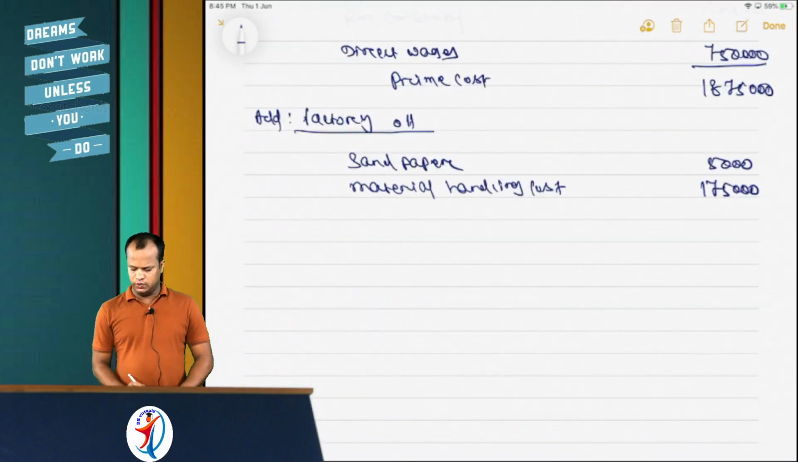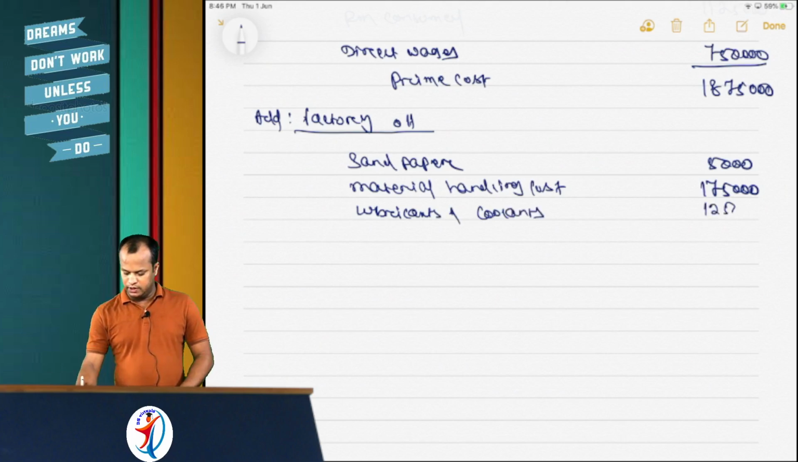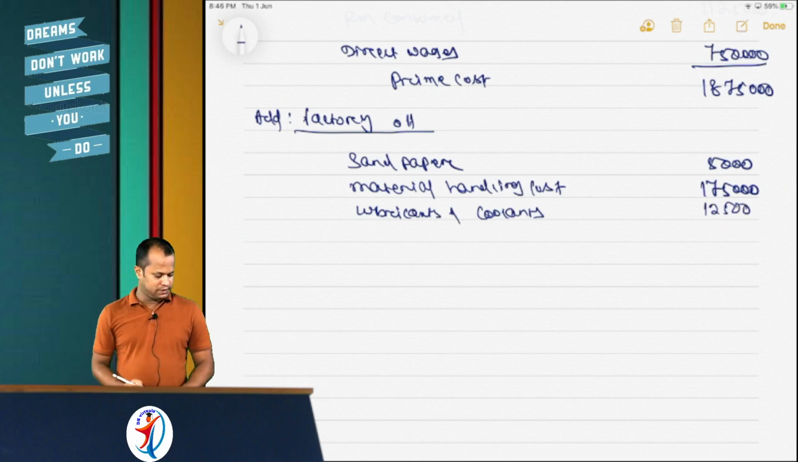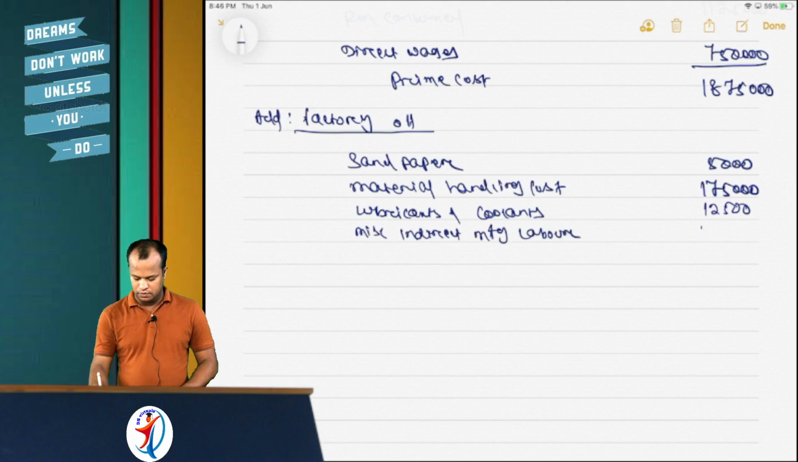The material handling cost is 1,75,000. Next factory overhead is your lubricants and oil. Lubricants and coolants. The amount of lubricant and coolant is 12,500. The next factory overhead is miscellaneous indirect manufacturing labor. The amount is 1 lakh. Next, plant leasing cost. The amount is 1,35,000.